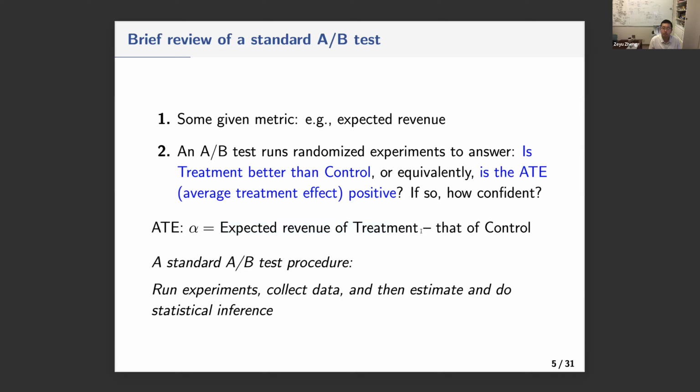For example, here, if the metric is set as expected revenue, it is the expected revenue of treatment minus that of the control. And the standard A/B test procedure does the following. They run experiments, collect data, and with the data, do estimation and provide statistical inference.